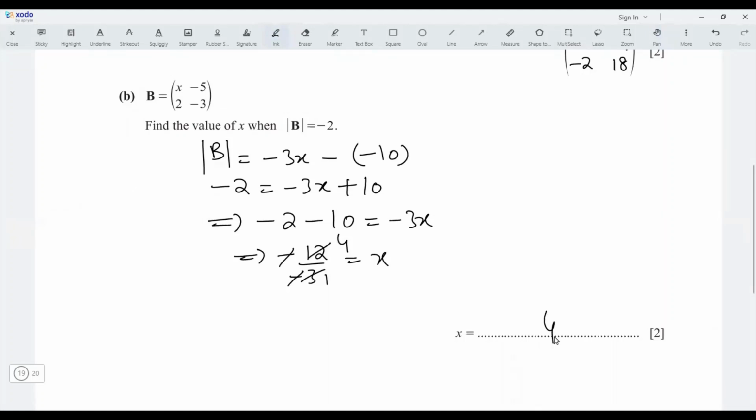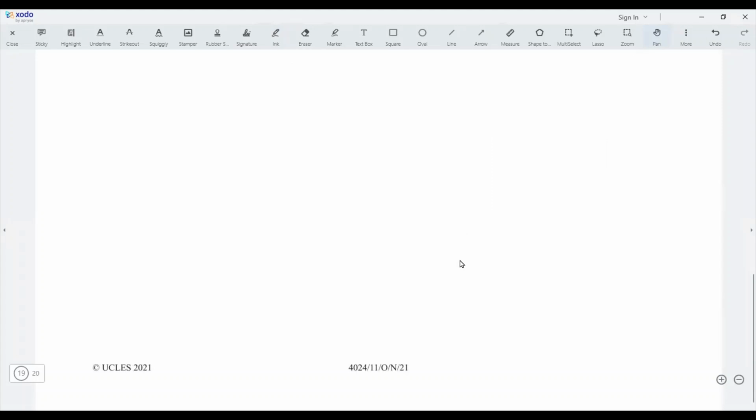So I hope you understand the concept of the determinant. So this is all from this specific paper.